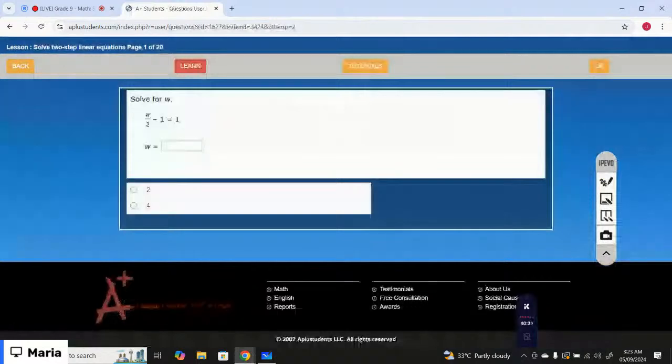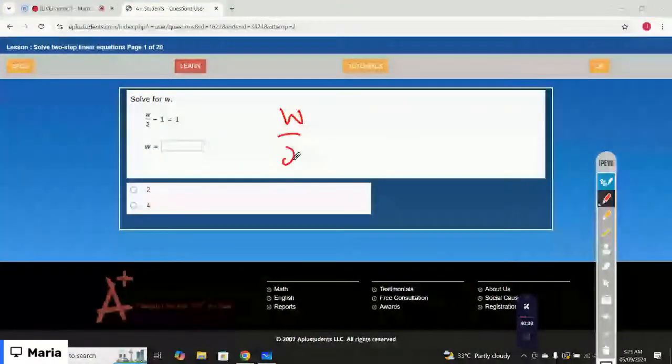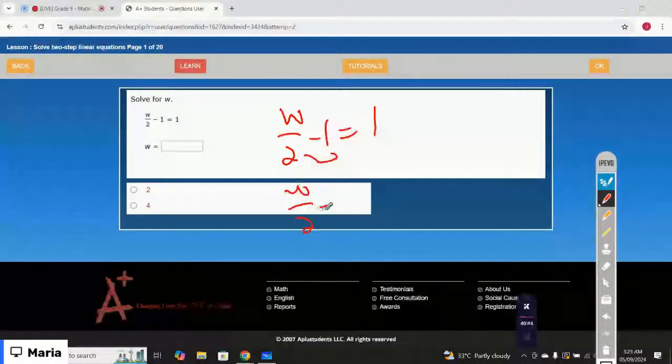Okay, w by 2 minus 1 equals 1, right? So the concept is you need to isolate the variable. Move negative one to the other side, so that is 1 plus 1. So w over 2 equals 2, right? Now you have to multiply both sides by 2 because multiplication and division are opposite. So that is w equals 4. So the correct option is 4. Got it?